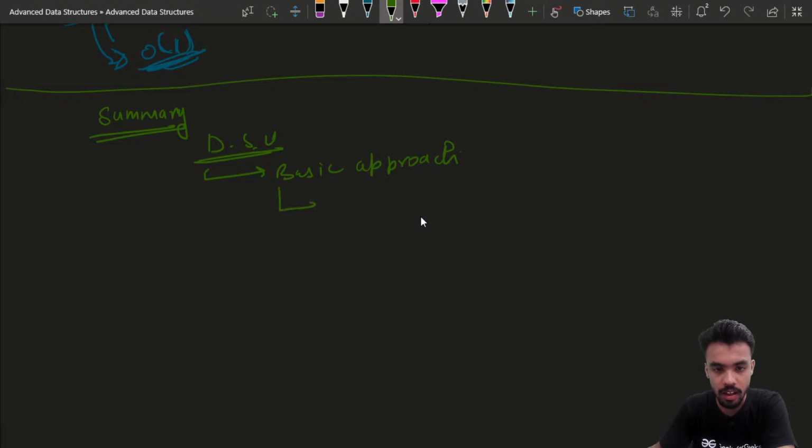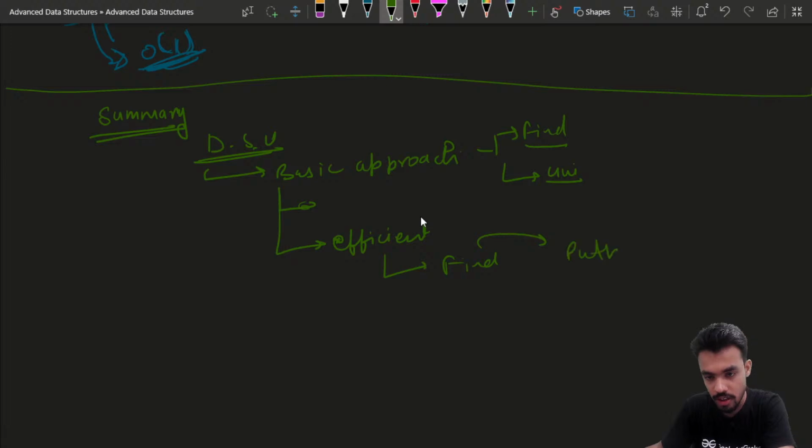And then in the basic approach we have implemented two functions. One is the find, and the other one is the union. This find and union function we have discussed. Then we have discussed the efficient approach. In the efficient approach, we are improving our find function by path compression.